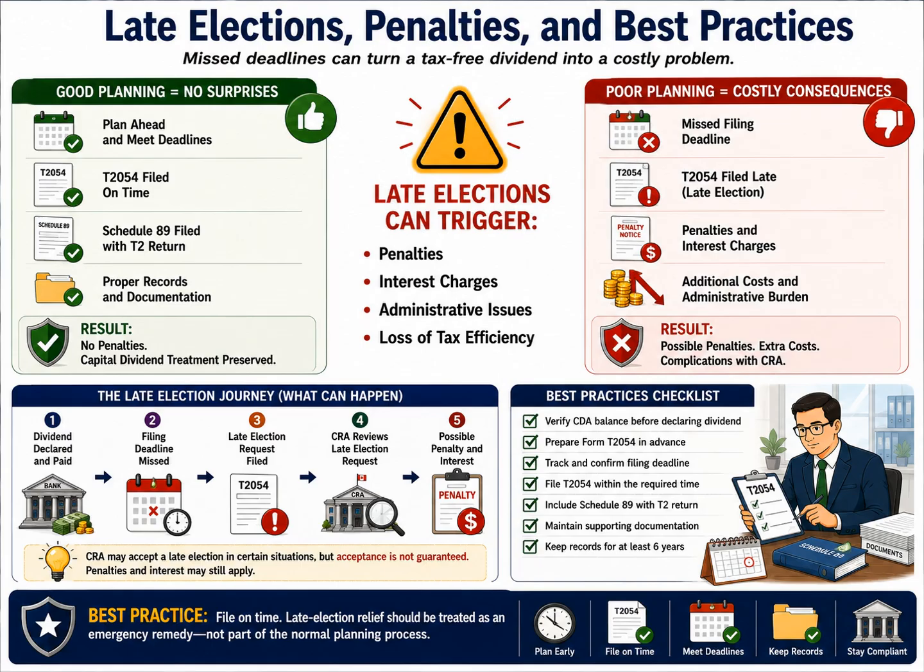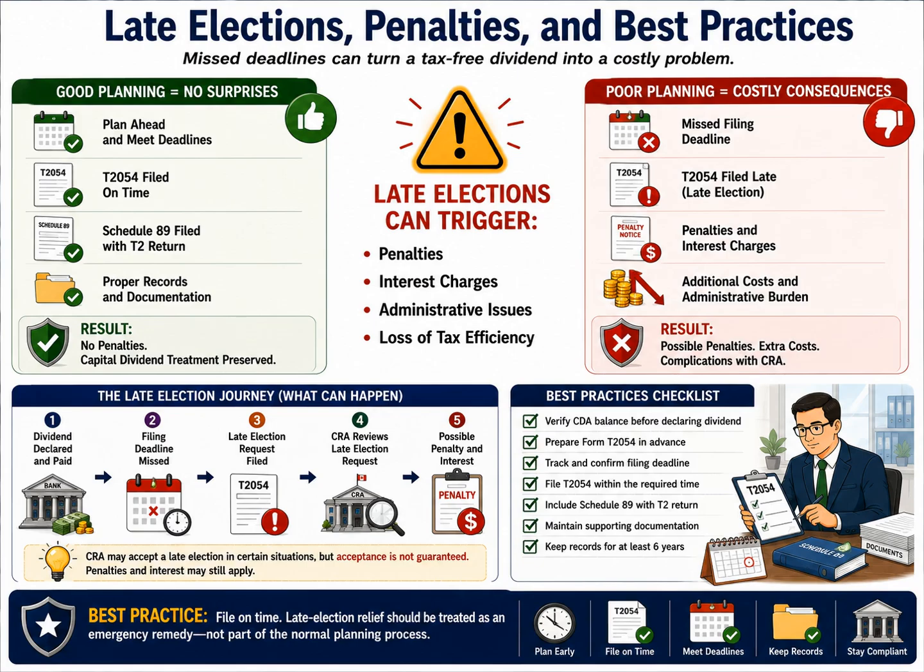Notice the important note below the timeline. CRA may accept a late election in certain situations. However, acceptance is not guaranteed. Even when relief is available, penalties and interest may still apply. That's why experienced practitioners never treat late election relief as part of their normal planning strategy. Instead, they view it as an emergency remedy when something has gone wrong.